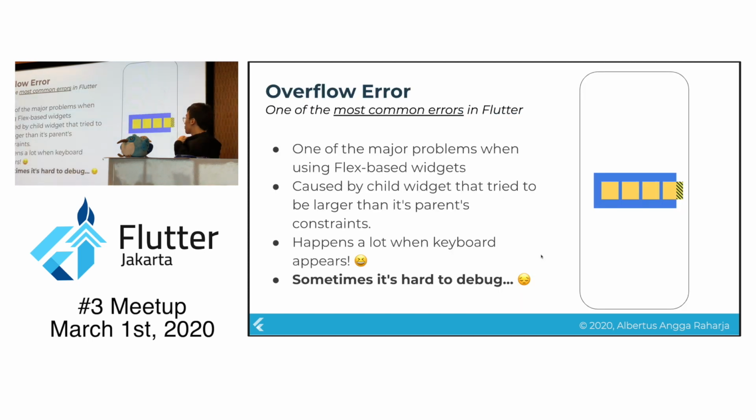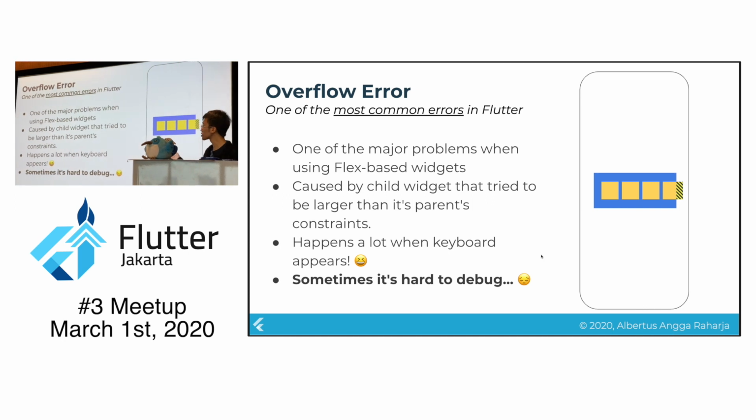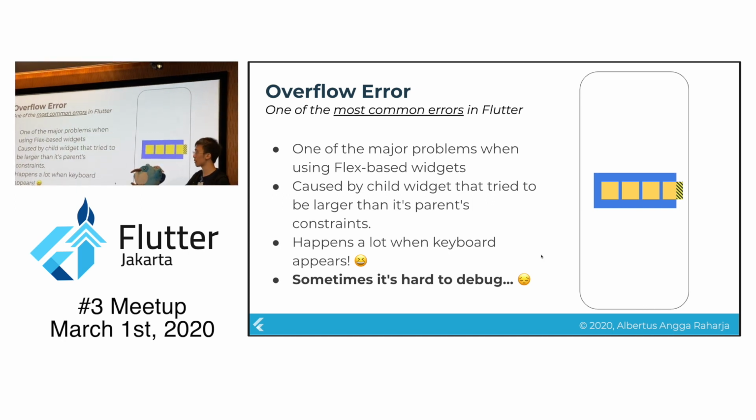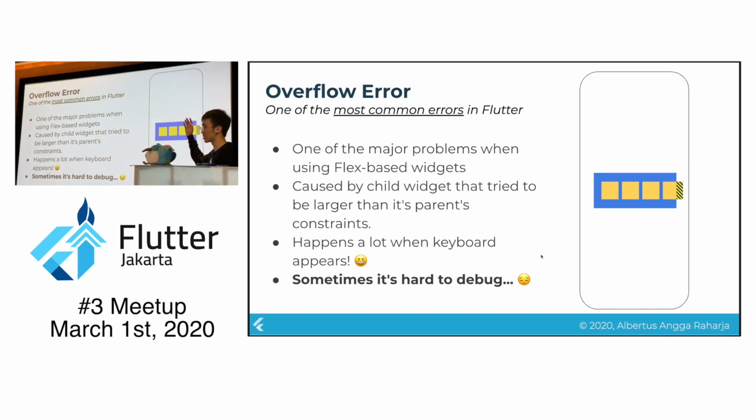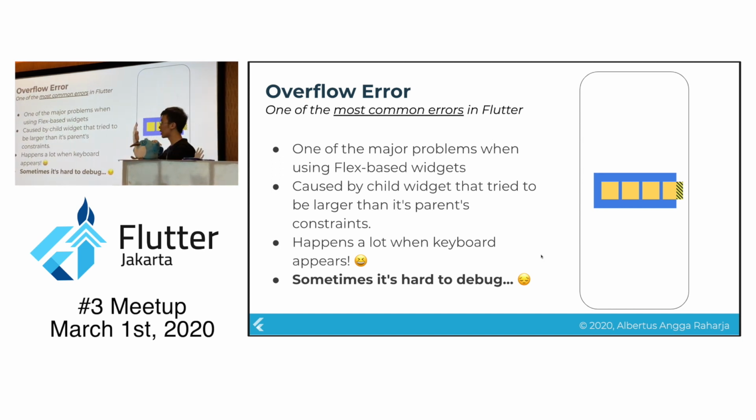And then we will go to the problem here. Using flex layout will introduce you to a new kind of problem or error, which is overflow error. This is one of the most common errors in Flutter, and it is caused by a child widget that tries to be larger than its parent. It happens a lot when the keyboard appears. If you have a column widget, and it seems fine until you open the keyboard, when the user tries to type something and the keyboard appears, usually you see overflow happening at the bottom of the screen. This is the most common error, and sometimes it's very hard to debug.